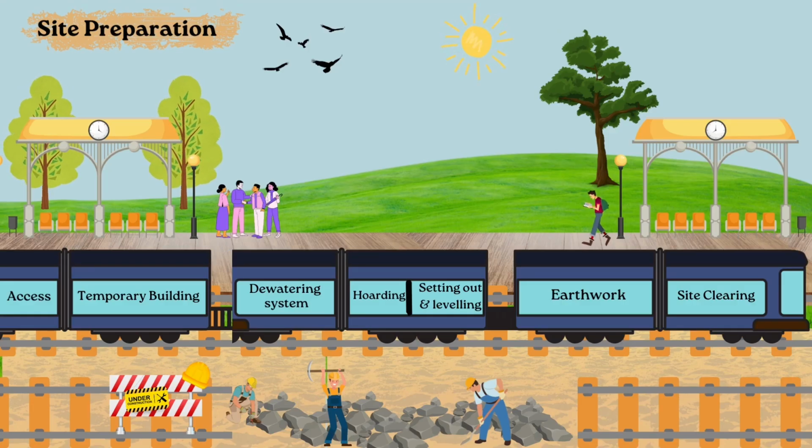Site preparation. There are 7 components for site preparation, which are site clearing, earthwork, setting out and leveling, hoarding, dewatering systems, temporary buildings, and access.